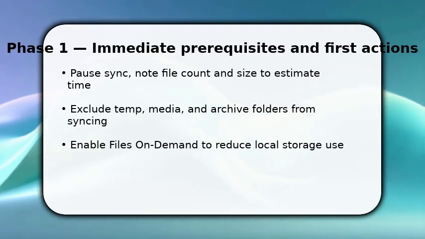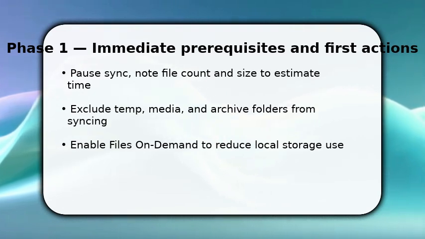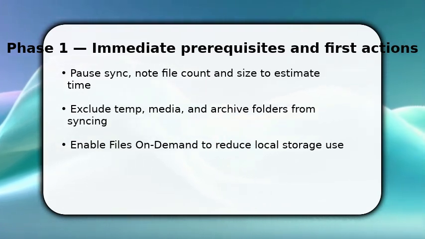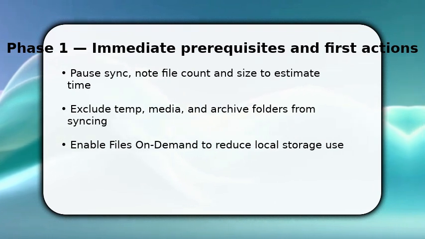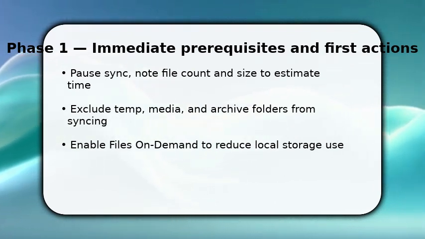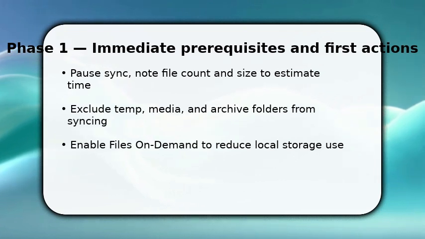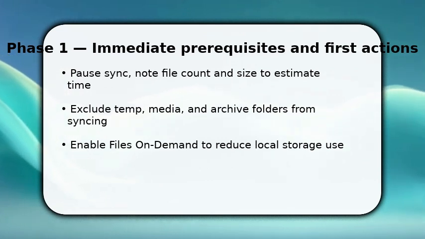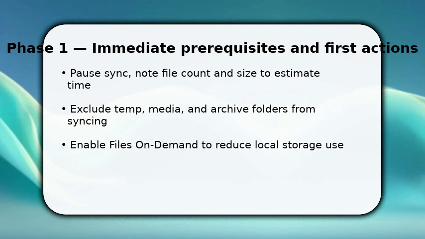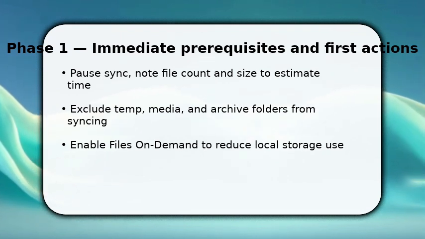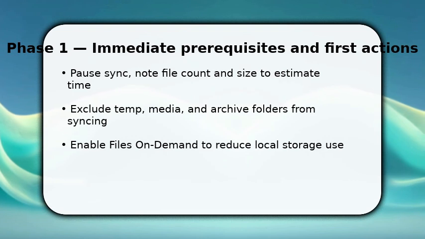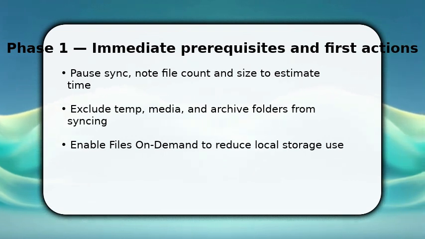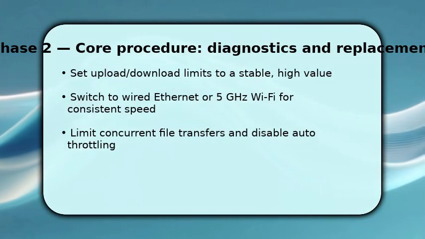You start by prioritizing what matters now. Pause OneDrive sync and scan your synced folders to count files and total size so you know the workload. Next, exclude large media, temp, and archive folders to stop unnecessary upload traffic. Turn on files on demand so only placeholders download. This lowers local I/O and speeds current sync. Once done, resume sync for the prioritized files and watch throughput increase, because fewer items compete for bandwidth and disk access.